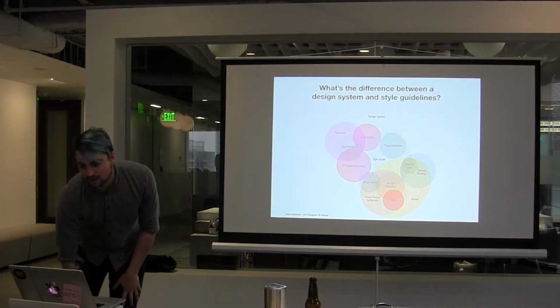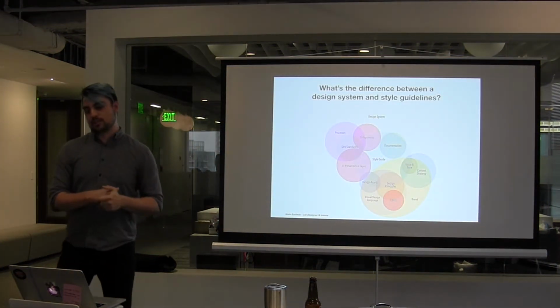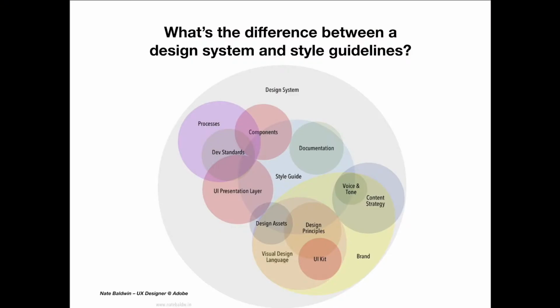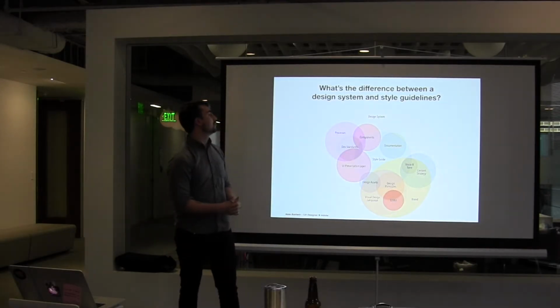I also found this graphic, and I want to talk about the difference between a design system and style guidelines, because we already have those. They have existed since forever. On this graphic, well, we cannot see it in the video, but all of this is design systems.